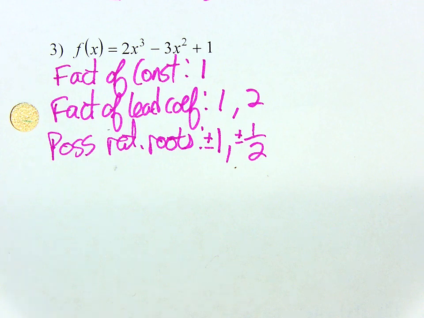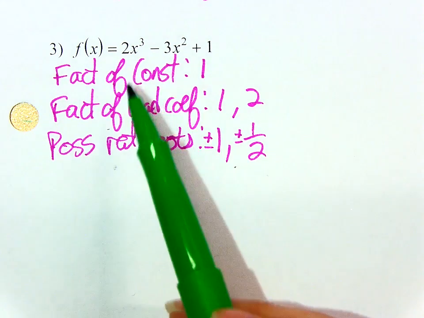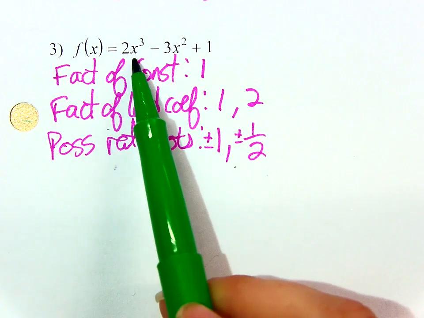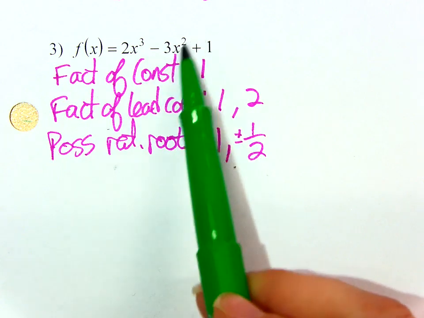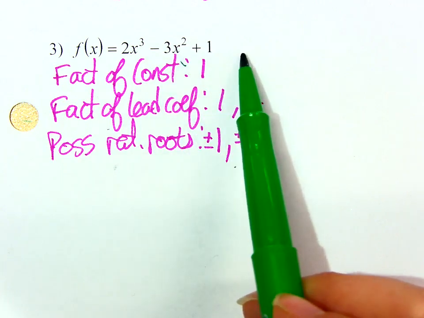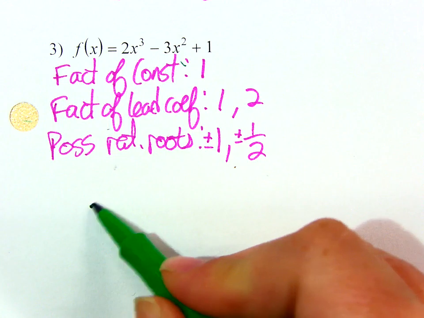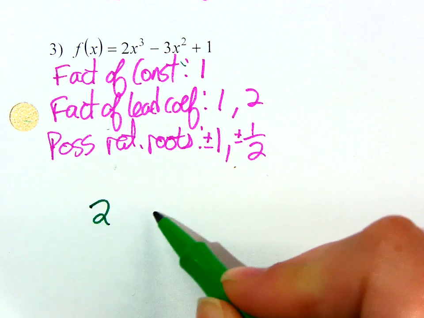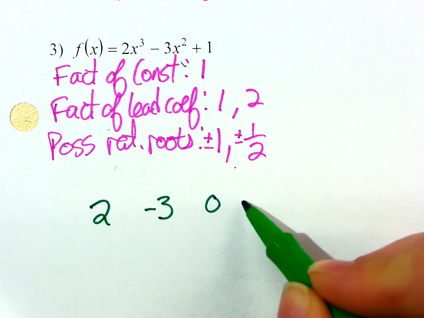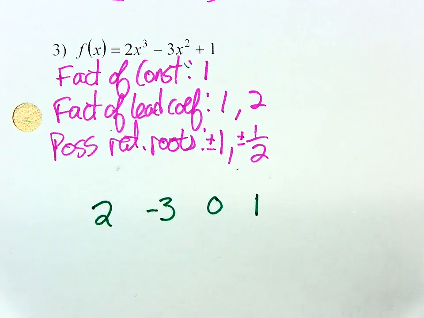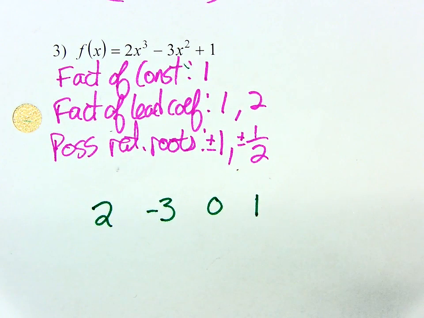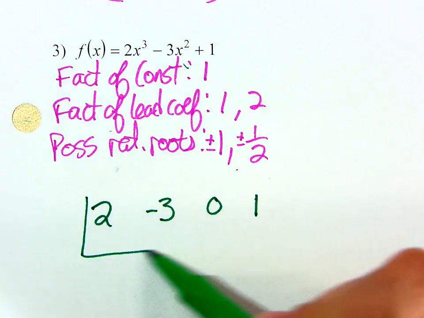This time, however, I do need a 0 placeholder because I have x to the third, x squared, I'm missing x to the first, and then I have the 1. So when I go to write my coefficients, it's going to be 2, -3, and then what? 0, and then 1. Do not forget 0 placeholders when you need them, because if you don't have it, nothing's going to work out right.